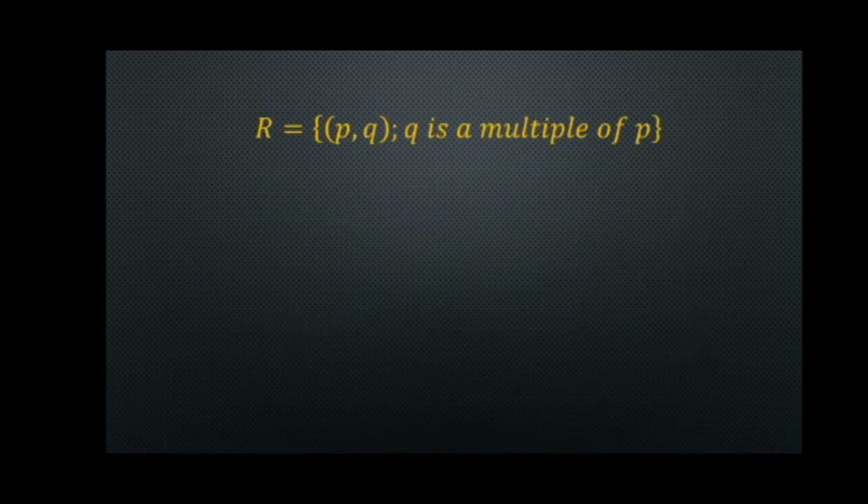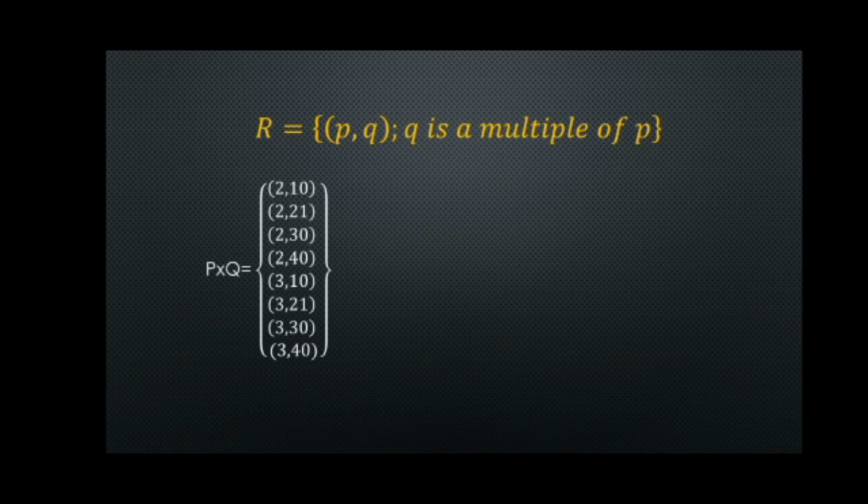Now suppose we introduce a relation R such that Q is a multiple of P. Every ordered pair in R should satisfy the relation. Now let us choose the ordered pairs for relation R from the Cartesian product.